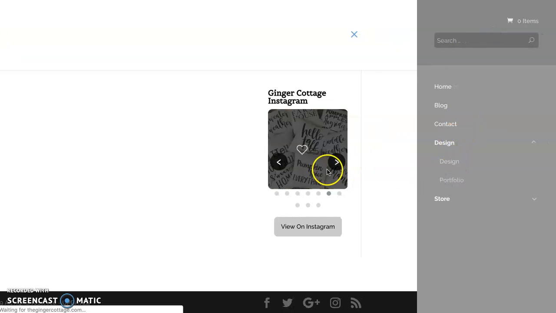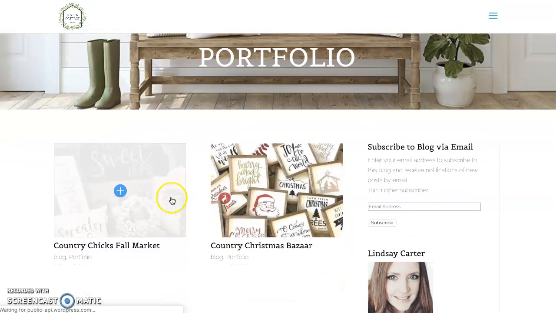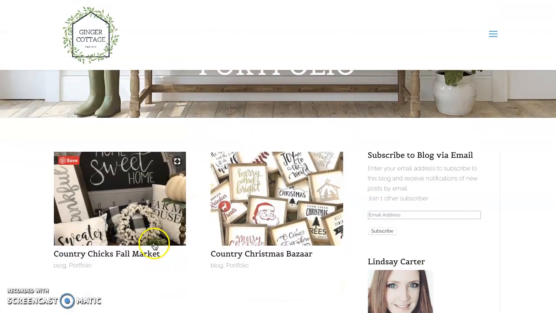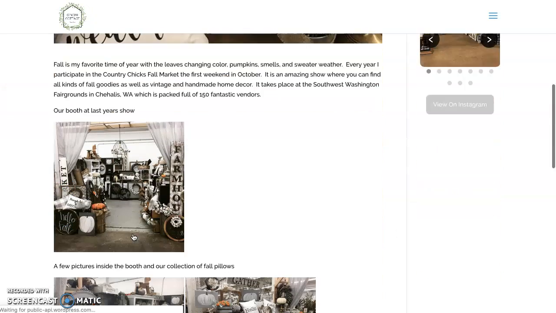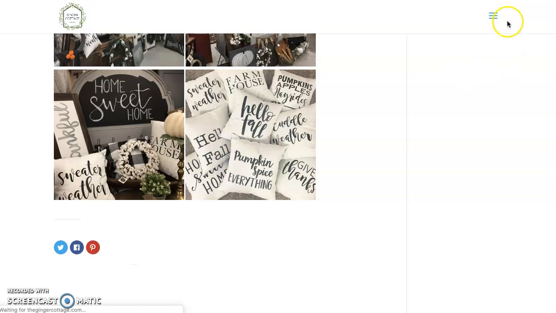And then for my portfolio, right now I just have the photos from the fall and Christmas markets, so people can click on those and see those photos there as well.